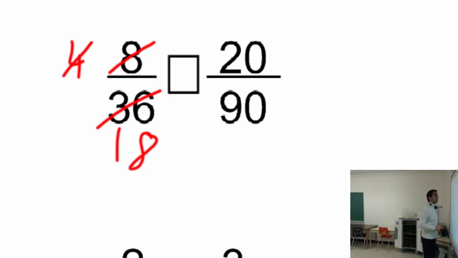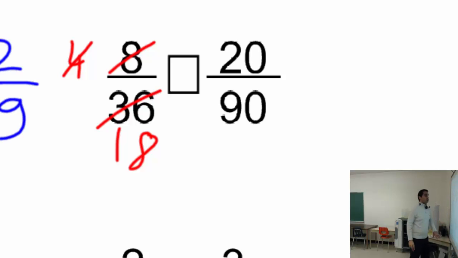So that will be 2, and let's change the color. That would be 2 divided by, that would be 9. So on the left, although I have 8 divided by 36, the lowest term, the simplest way to put this down is 2 divided by 9. So that's the left side. How about the right side?